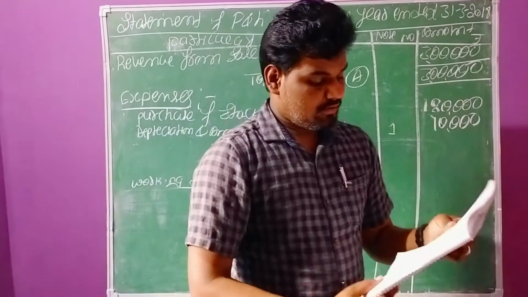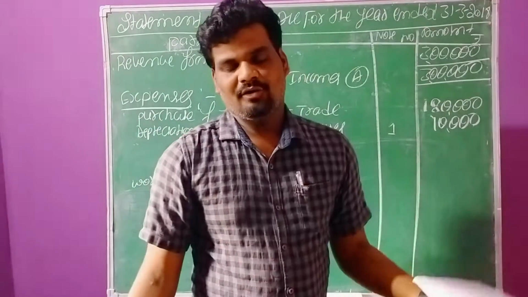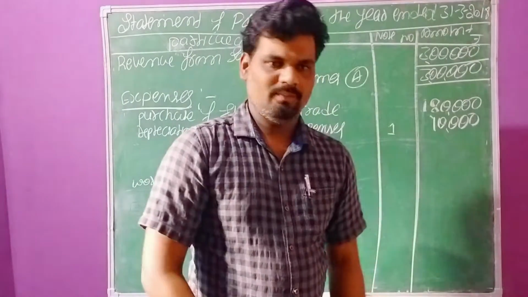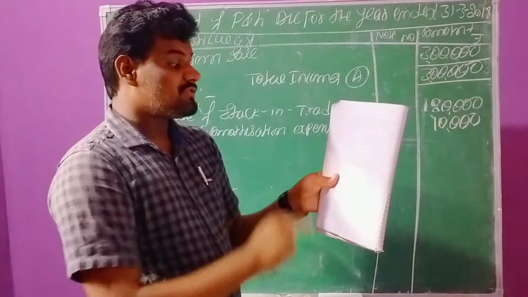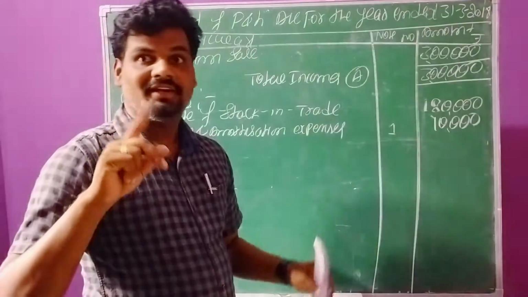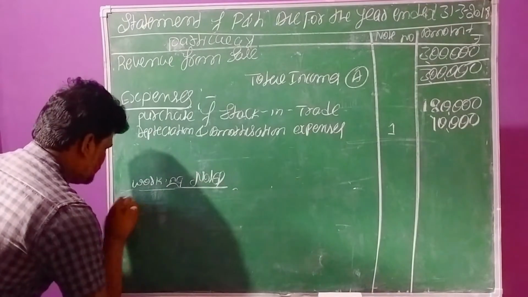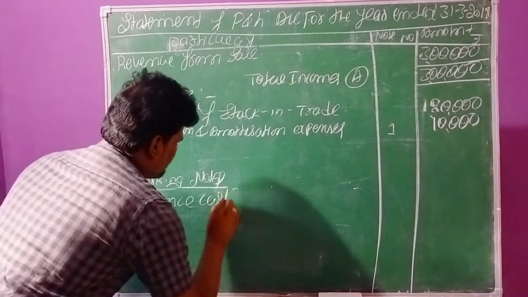Again continue the question. Next, interest on debentures as well as interest on borrowings. So again there is one more note we need to maintain. Interest on debentures as well as interest on borrowings, both are related to finance cost. The next one, working note number 2, finance cost.